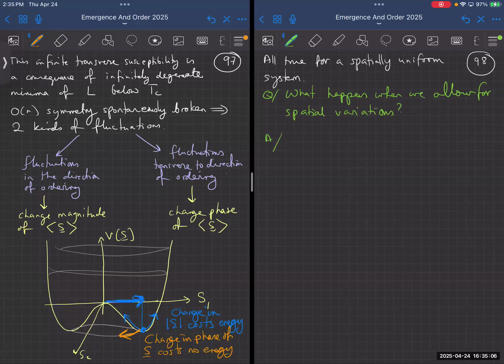So it's not a Goldstone mode. Okay, it's not true. There's two reasons why this is not a Goldstone mode. So who can give me one? So let me just write this down. What's the first reason? EJ, you.